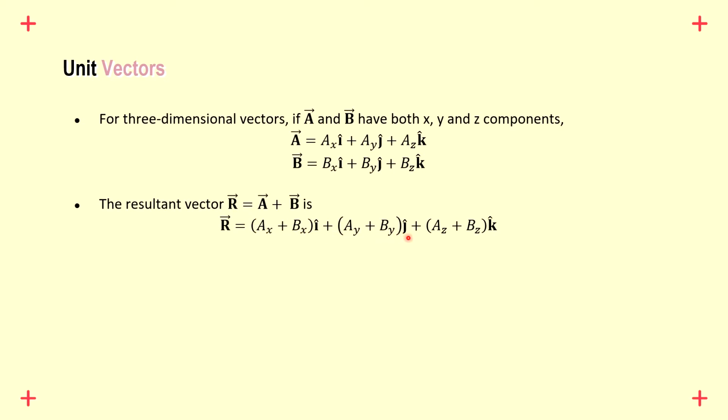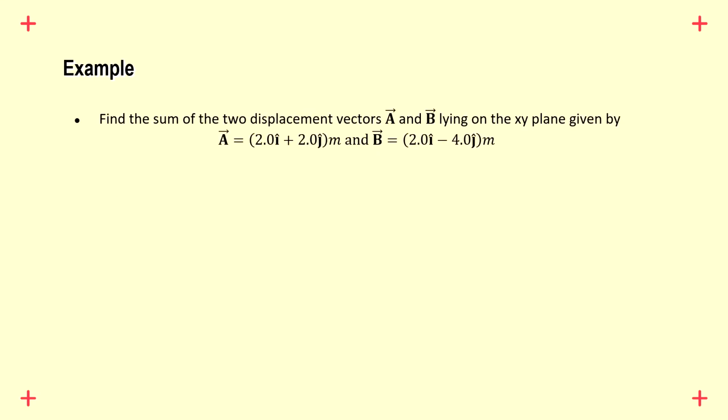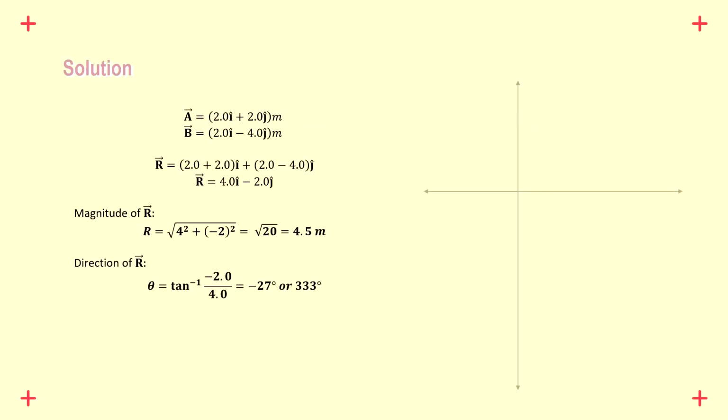Okay. As an example, we want to find the sum of two displacement vectors A and B lying on the xy plane, given by A equals 2i plus 2j meters, and B equals 2i minus 4j meters. Okay? First, draw the two vectors on the Cartesian plane so that we can conceptualize what's actually happening. That is the first step in solving any problem. You conceptualize it, you draw it, you visualize it, so that you can truly understand what's happening.